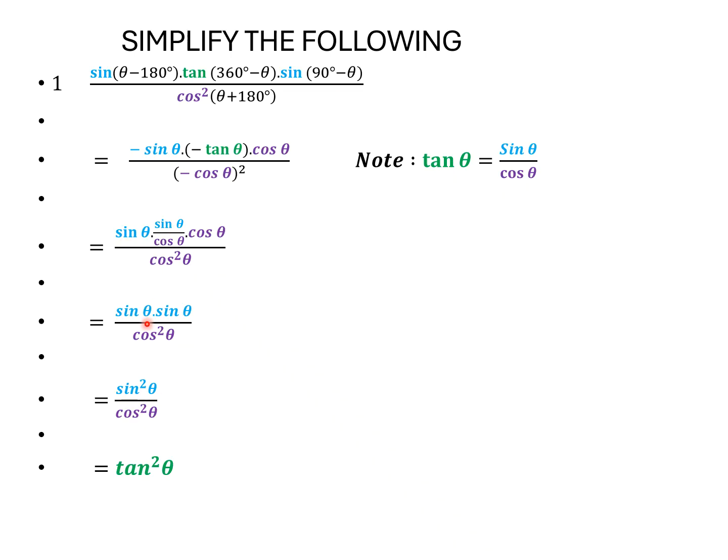That gives me sine squared theta. Sine times sine becomes sine squared over cos squared. And sine over cos is tan, so sine squared over cos squared becomes tan squared theta. And there I have my single trig ratio.